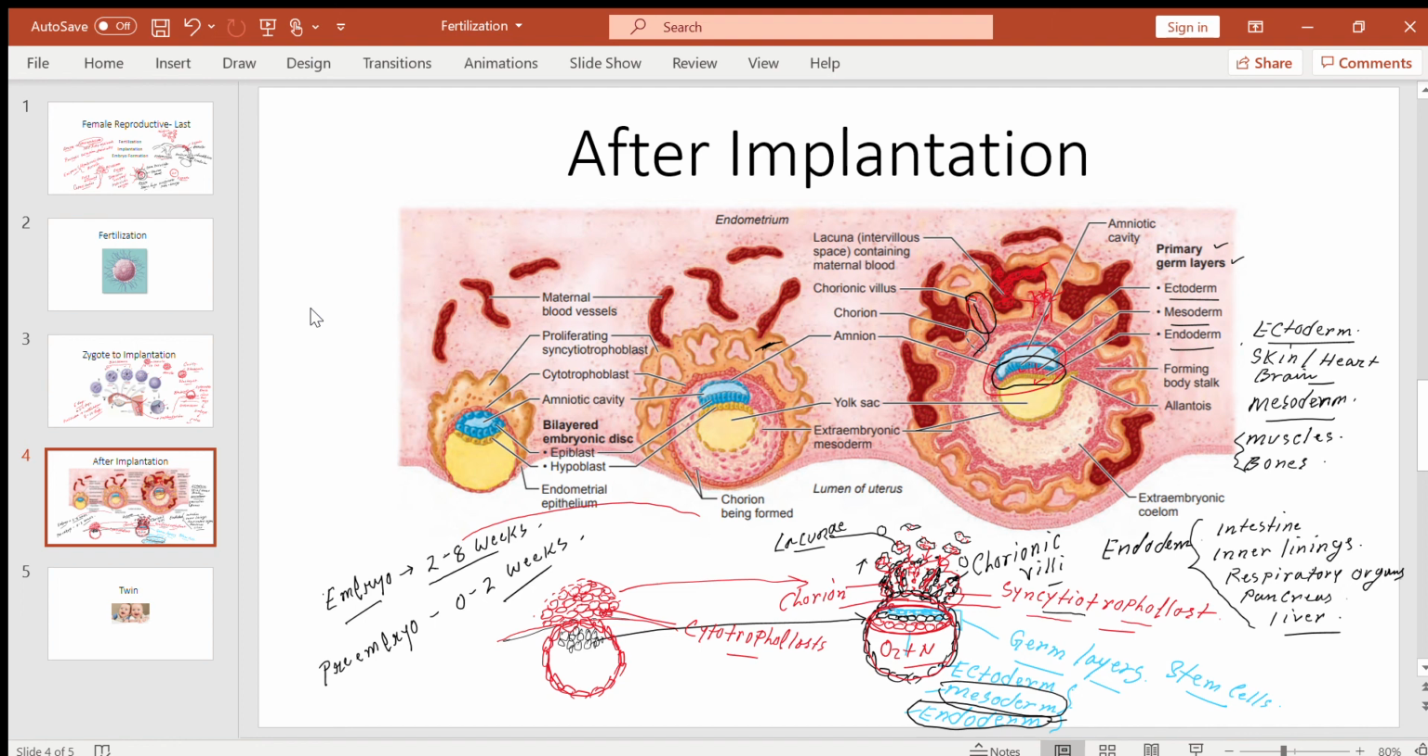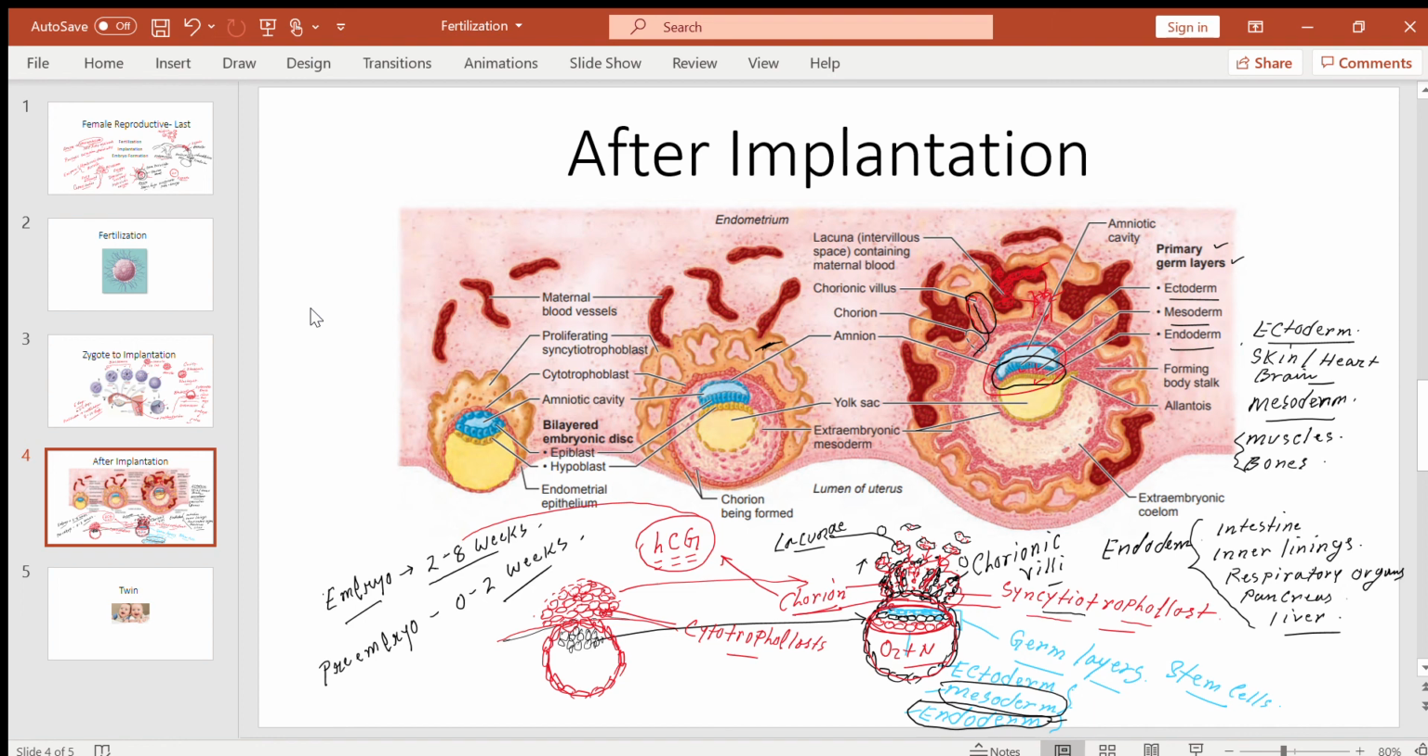Okay. Now just to know one more thing here, the chorionic villi or chorion secrete a hormone that is called human chorionic gonadotropin, HCG. Human chorionic, because it is coming from chorionic villi. Gonadotropin is the hormone. Okay, shortcut HCG, human chorionic gonadotropin.